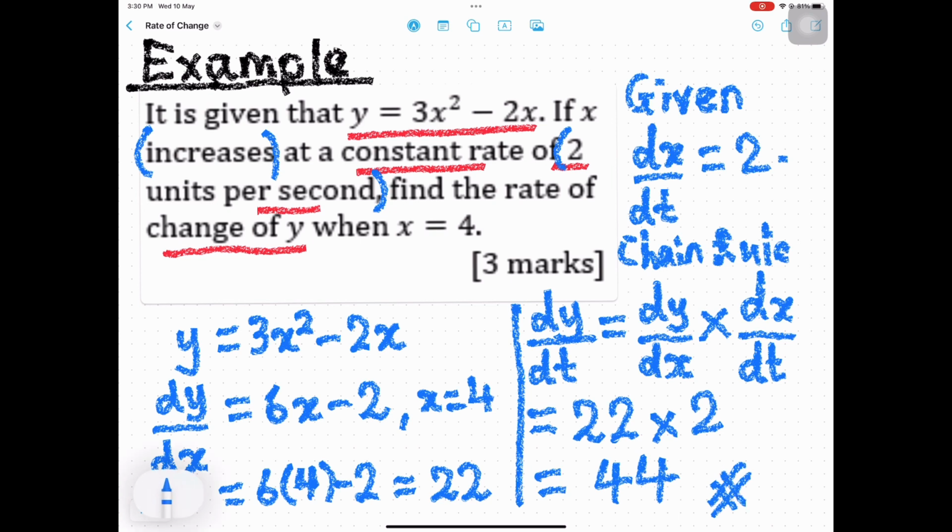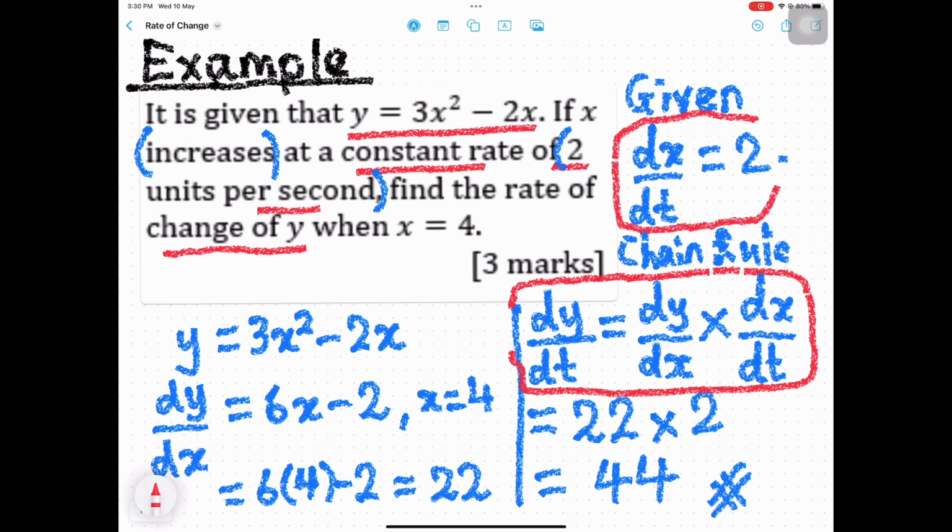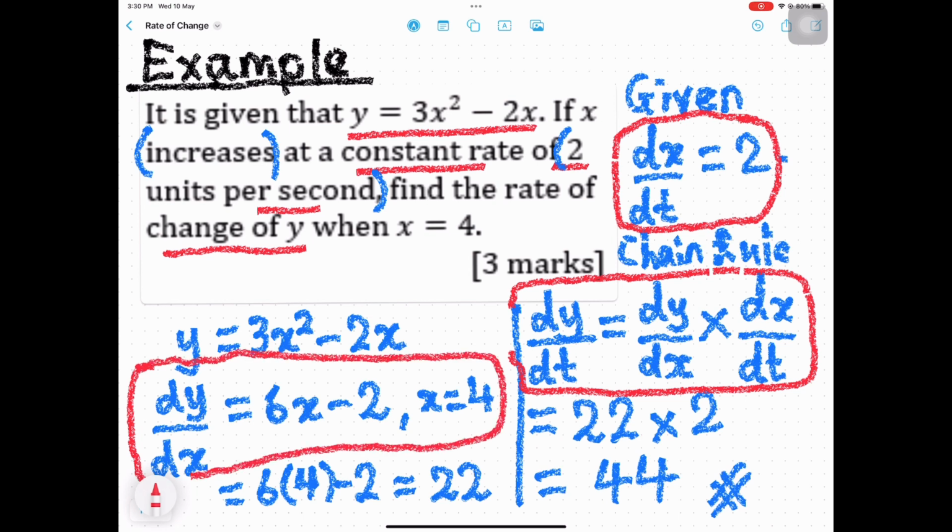So remember, you're going to apply chain rule, and also if you remember, the word rate has something to do with time, so it must be over dt. And then the rest is just finding dy by dx, and also substituting in the value. So this question is very easy to get 3 marks.